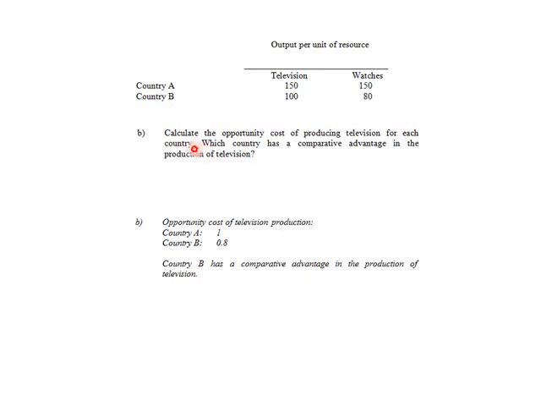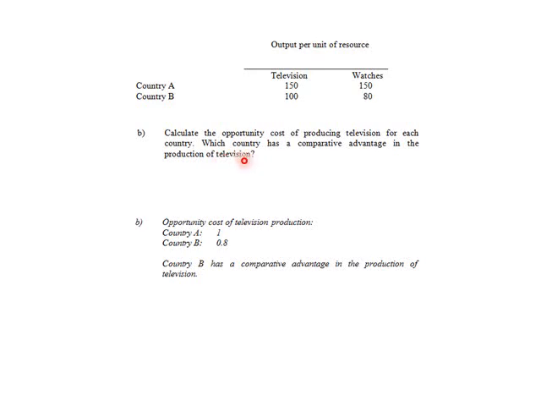Now, so we calculate the opportunity cost of producing TV for each country, to see which country has a comparative advantage. Now, note in the earlier part of the question, country A has an absolute advantage in both goods. Okay, so now we're calculating comparative advantage. Now, follow the steps in the lecture. Okay, now first find out what product they want you to look at. TV. Okay, comparative advantage in the production of TV.